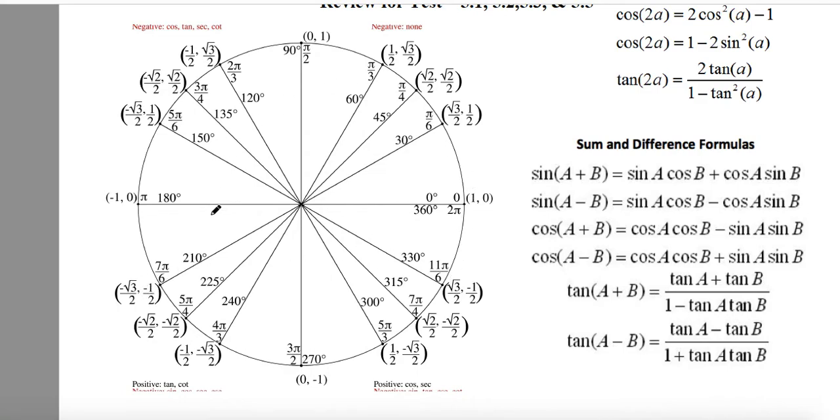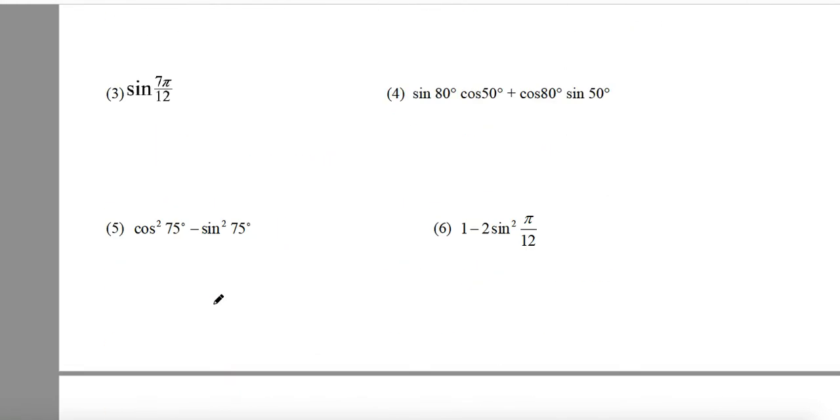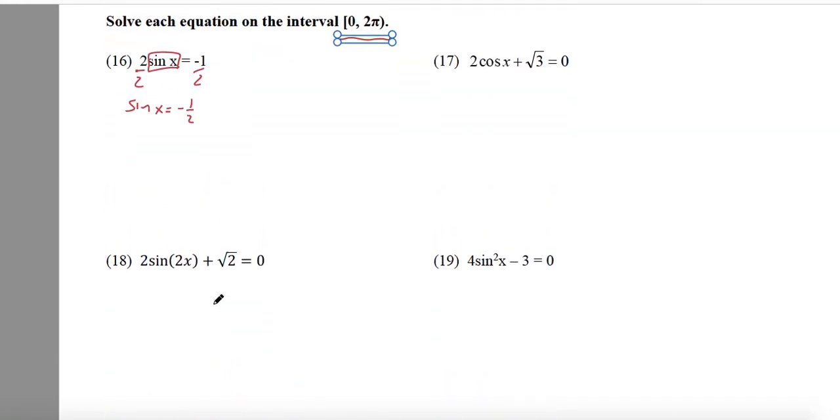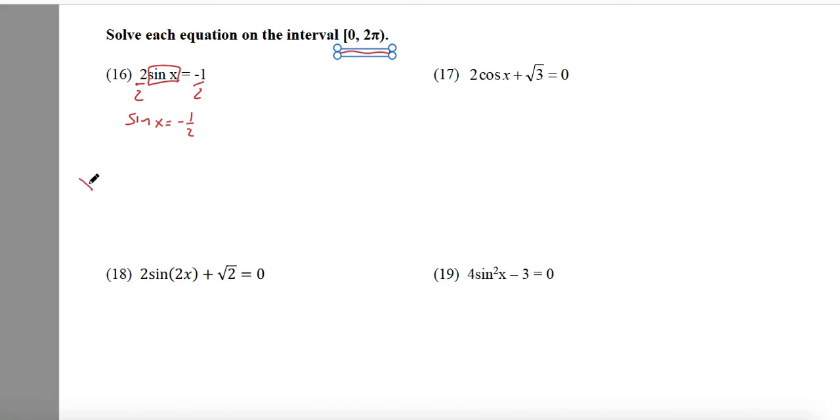So between 0 and 2 pi, just the angles that are on the unit circle, you get 7 pi over 6 and 11 pi over 6. So x equals either 7 pi over 6 or 11 pi over 6. Two different answers. All right, this one's similar.